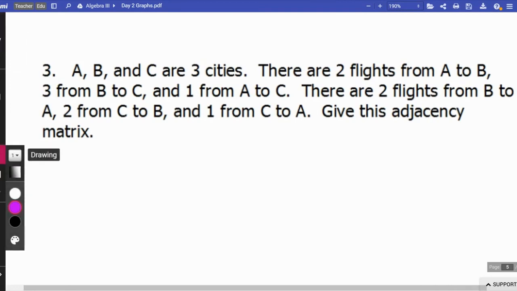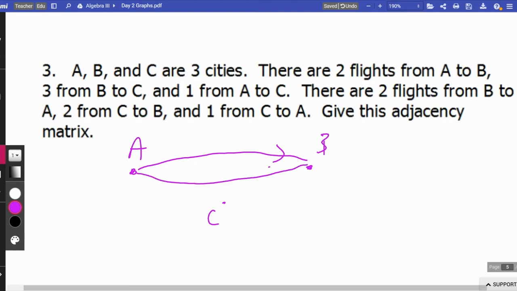So we could just draw this here. This is A, B, and C. If we want to draw this out, we can. 2 flights from A to B. So we're going to put these arrows here to show that they're directional. 3 from B to C: 1, 2, 3, and 1 from A to C.